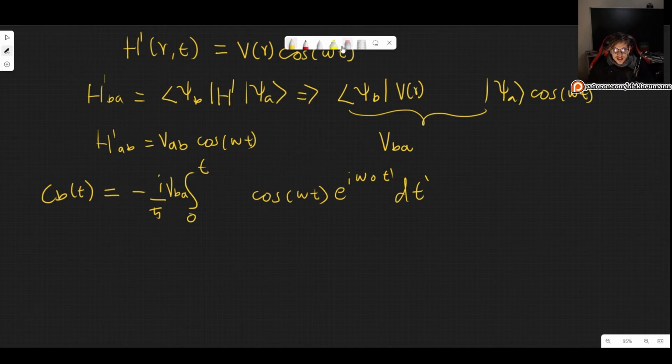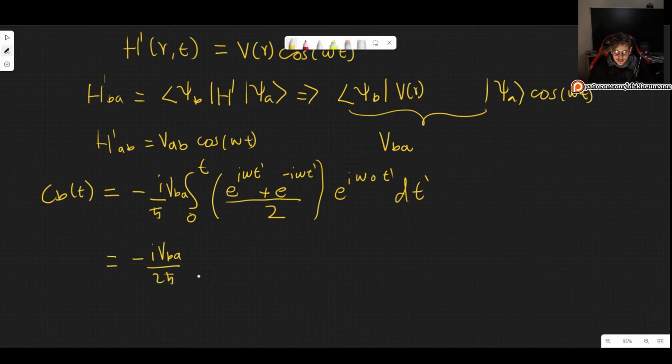Now, how do we solve this integral? Well, I would suggest that we write cosine as exponentials, so as e to the i omega t prime. I just now noticed that I didn't use the prime notation before. I hope it wasn't confusing. Plus e to the minus i omega t prime, divided by 2, and this multiplies by that. So now let's multiply through quickly. Let's take the 2 outside. So we get minus i VBA divided by 2 h bar, and this is integrated from 0 to t.